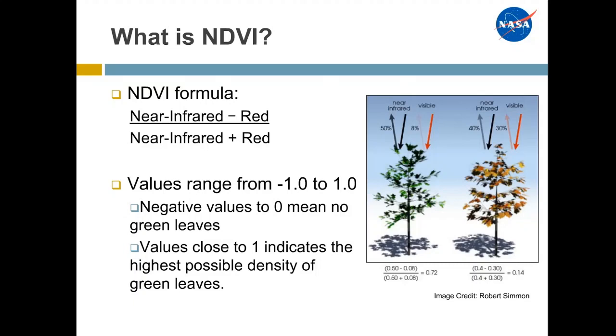Unhealthy, sparse, or senescing vegetation reflects more visible light, in this case where 30% is reflected, and less near-infrared light, where 40% is reflected. You can see the difference in the resulting NDVI values below the image. The green vegetation has a value closer to 1, while the brown vegetation has a value closer to 0.